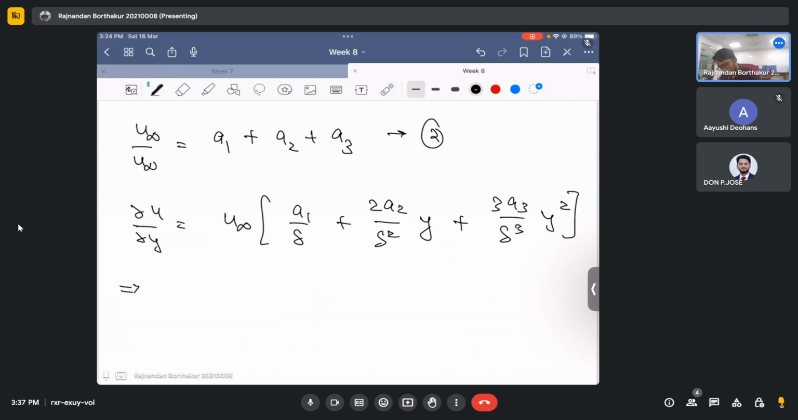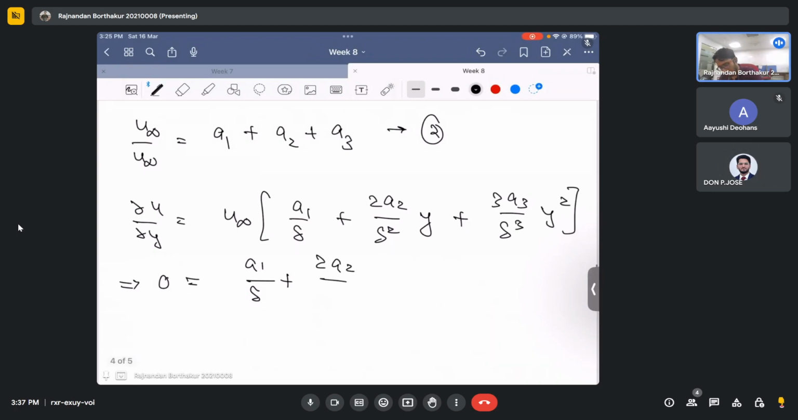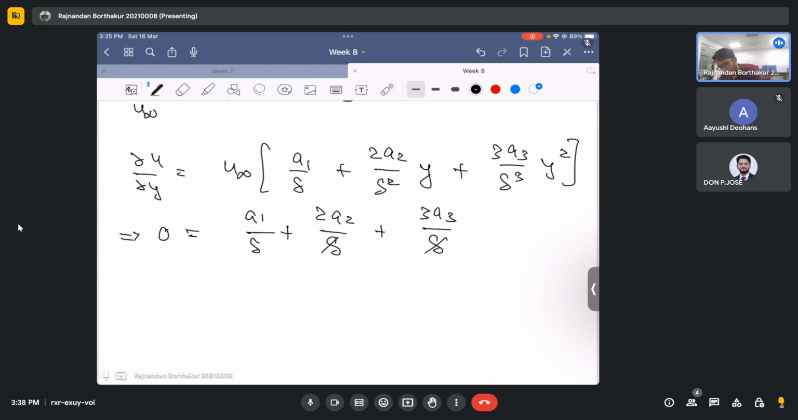So this is 0 basically, and this becomes a1 by delta plus 2a2 by, evaluating at y equal to delta, this would be delta, plus this would be 3a3 by delta, precisely. So delta is non-zero, so this will get cancelled, which means we end up getting one equation, a1 plus 2a2 plus 3a3 equals 0.